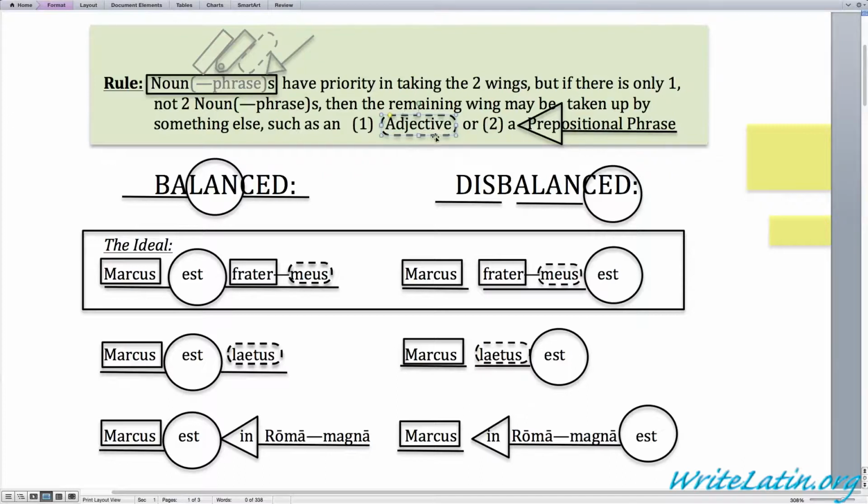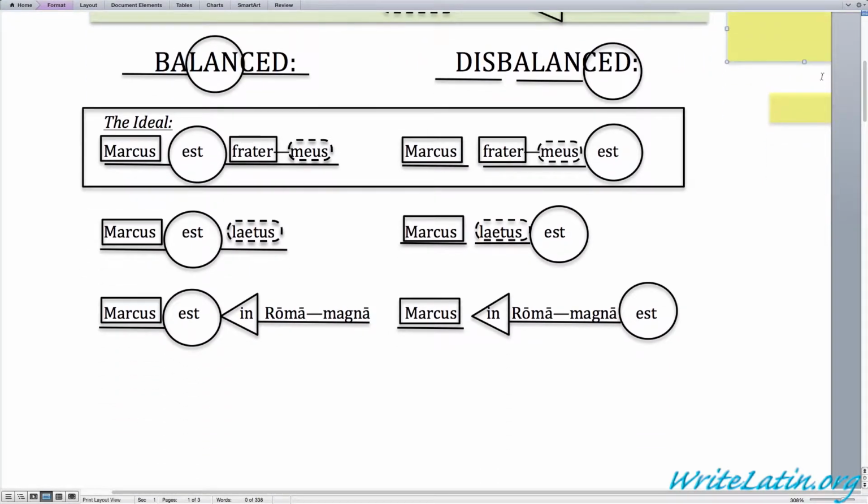Here we symbolize adjectives with these dashed circles, or with a prepositional phrase. Of course, the ideal is that you would have two nouns, one for each wing. But sometimes that second wing has to take one of these two over here. Okay, so let's look at our possible situations. First is the ideal. You can have noun, and here on the right we happen to have a noun phrase, my brother. And then in its disbalanced form, you have noun and noun phrase.